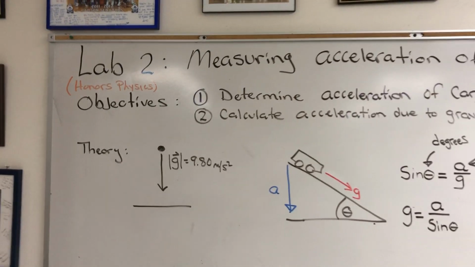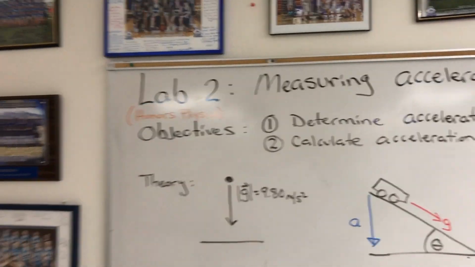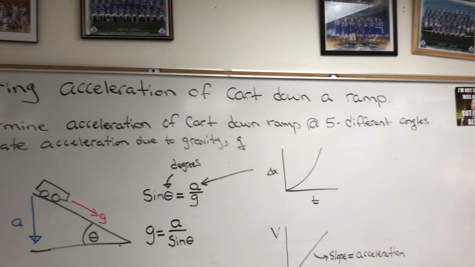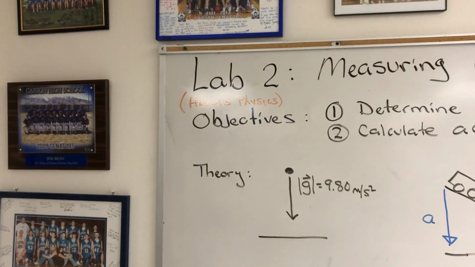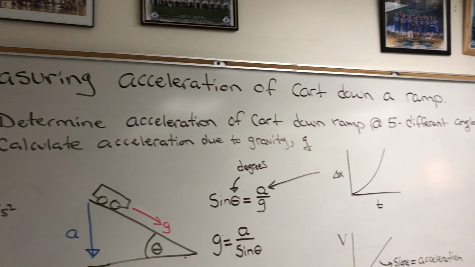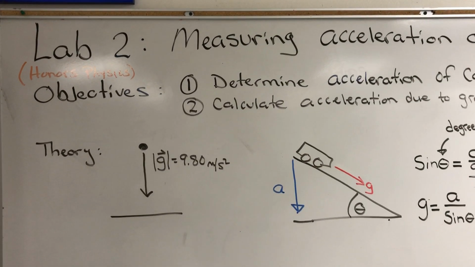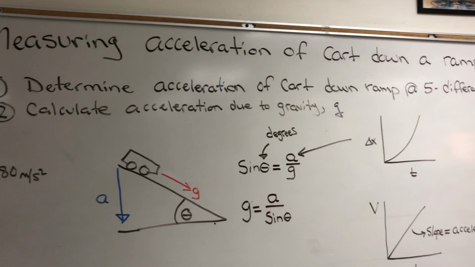Okay, class, this is Mr. Bean here, and this is going to be lab number 2 for honors physics, measuring acceleration of a cart down a ramp. Okay, over here we have the objectives of the lab. One is to determine the acceleration of the cart down the ramp at 5 different angles. And also a second objective is to calculate the acceleration due to gravity, g.